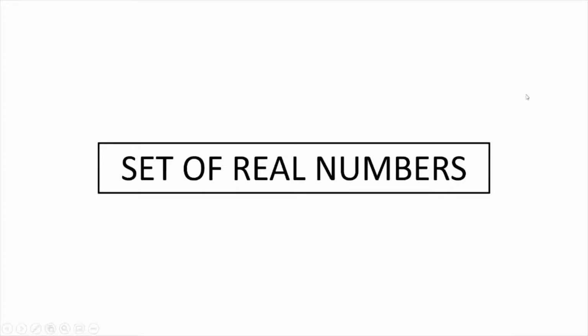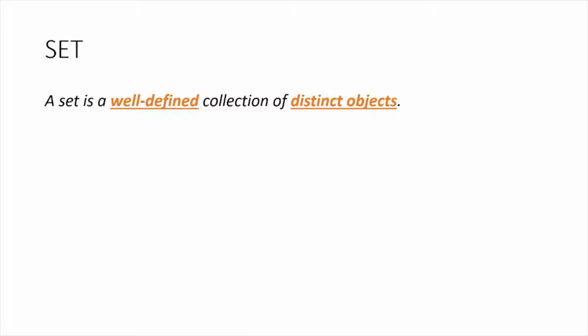In this video, we're gonna have a short review on sets, and then later on we'll talk about the set of real numbers, okay? So a set simply is a collection of any kind of things. It can be a collection of numbers, letters, objects, anything, okay? But more specifically, a set is a well-defined collection of distinct objects.